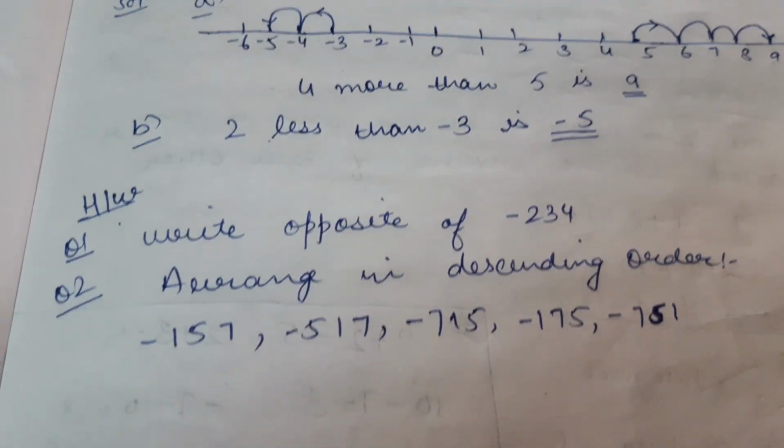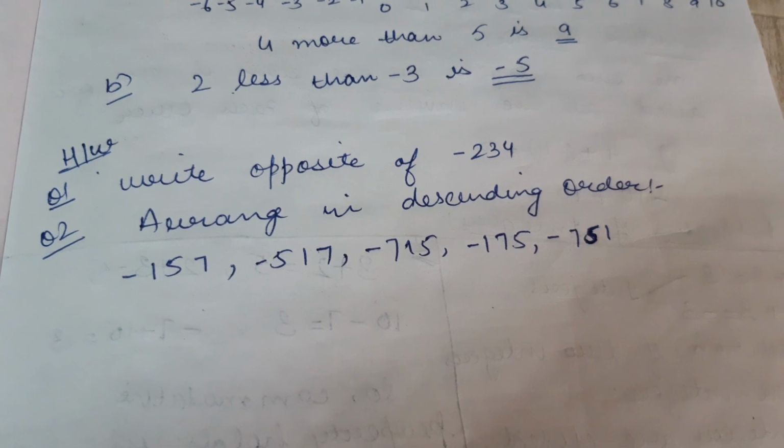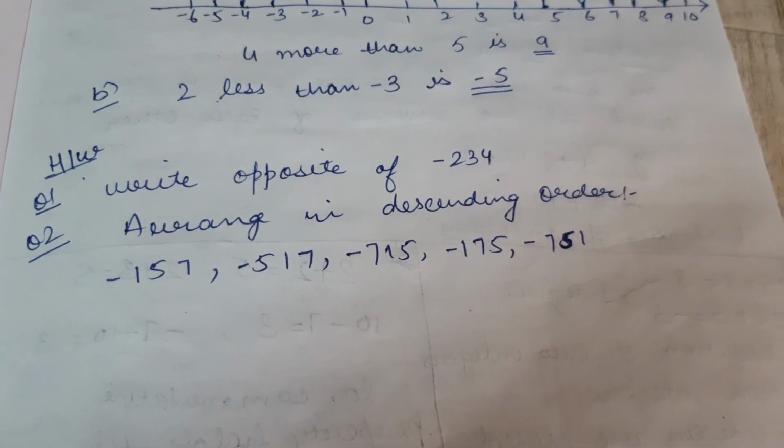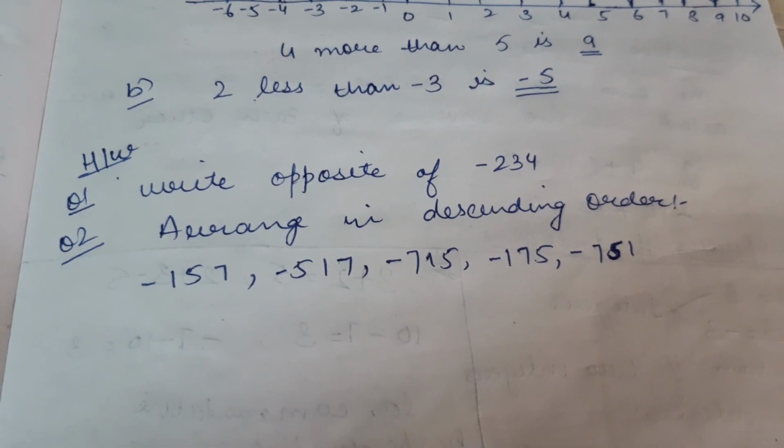Now the homework for today is: question 1, write the opposite of minus 234, and question number 2, arrange in descending order minus 157, minus 517, minus 715, minus 175 and minus 751.